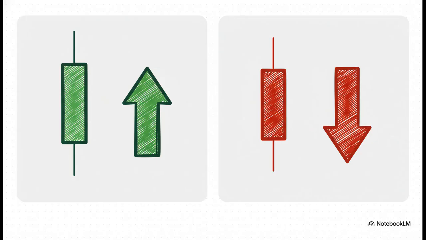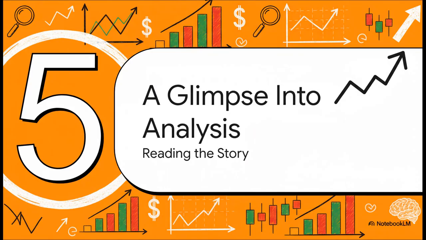Now, candlesticks show the same stuff, but they have this awesome visual shortcut, color. Usually, if the candle is green or white, it means the price closed higher than where it started, a good day. If it's red or black, it means the price closed lower than where it opened. This color coding is amazing because it lets you see the market sentiment for the day in just a fraction of a second.